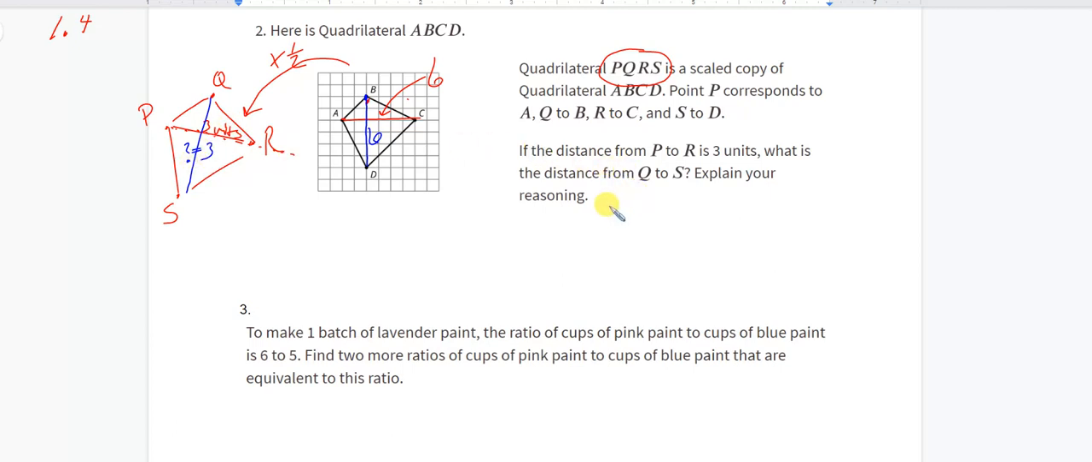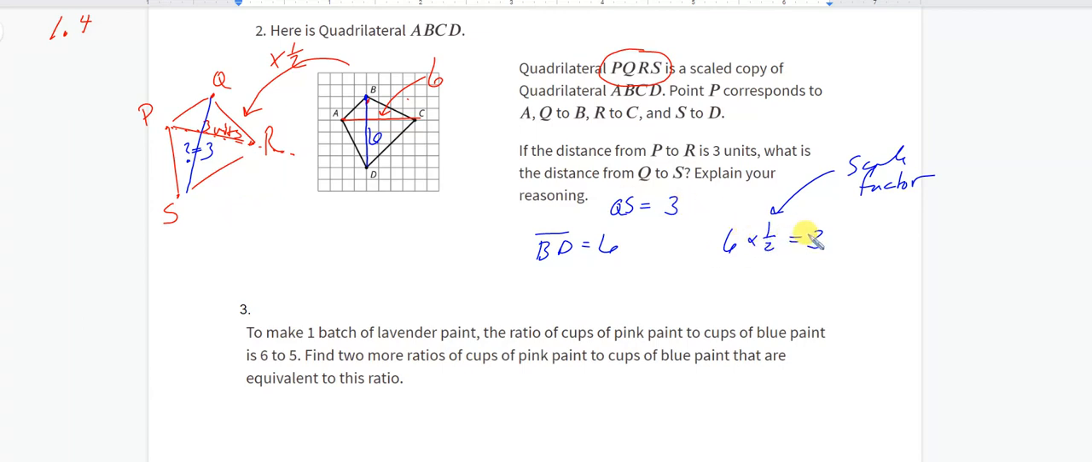So we know that QS is equivalent to 3, and we can show that because BD is equal to 6, and then we do 6 times the scale factor to get 3. And this is our scale factor, which we kind of show over there in our drawing too, right? Scale factor of a half to shrink it down to half the size, and that's what we get.